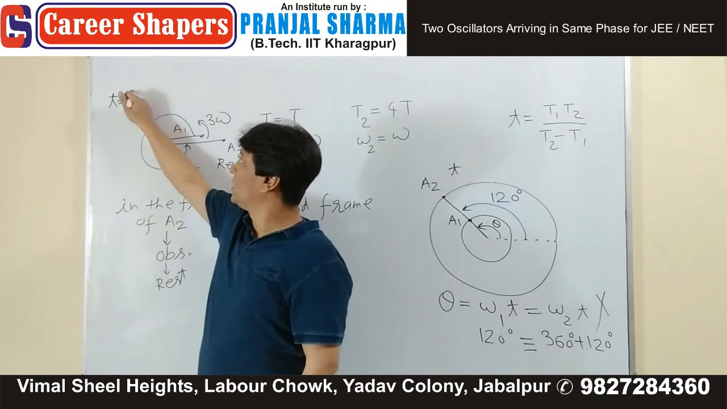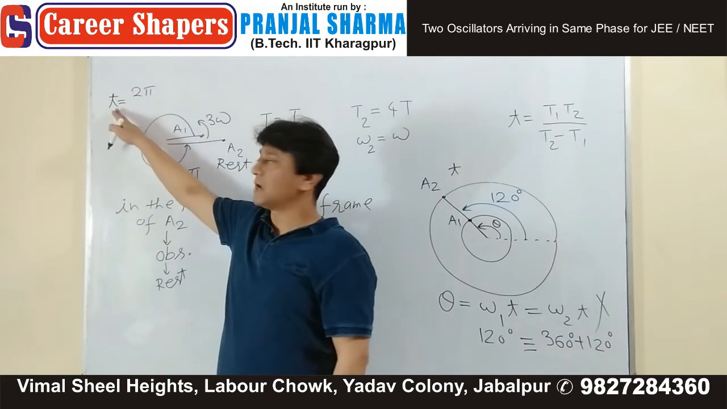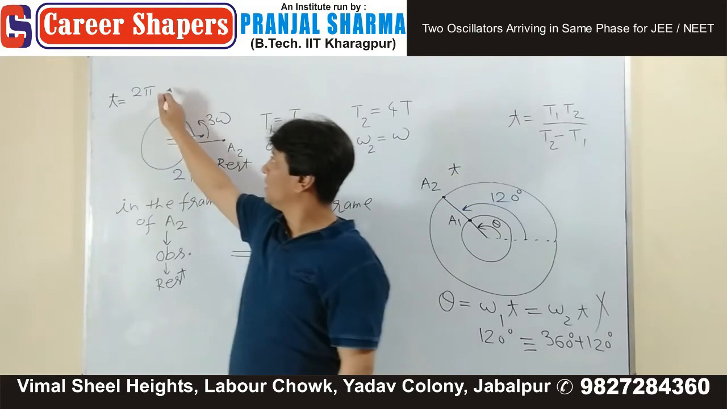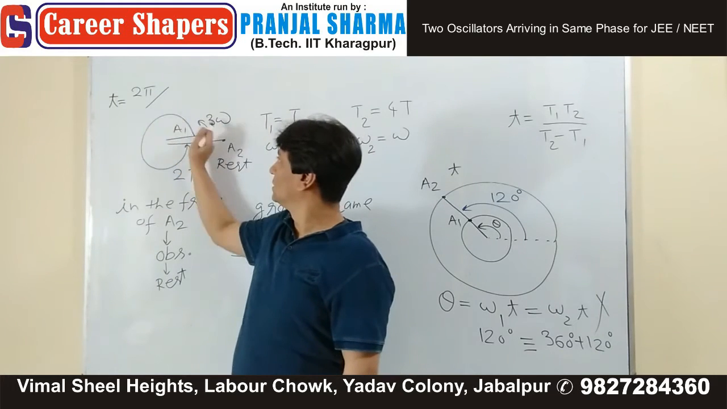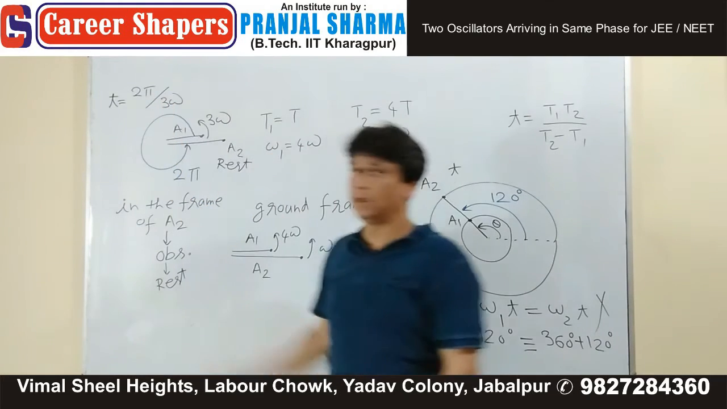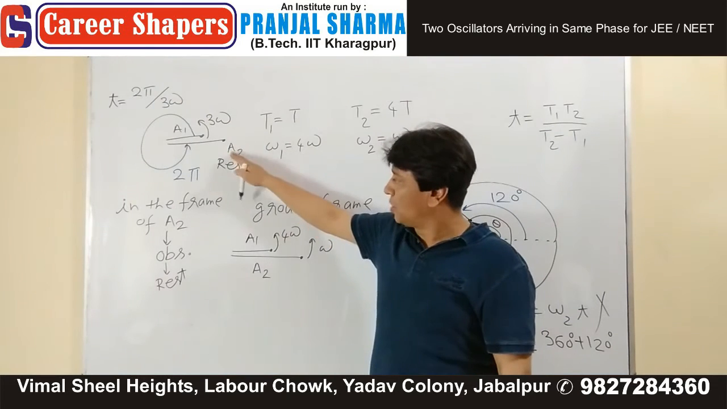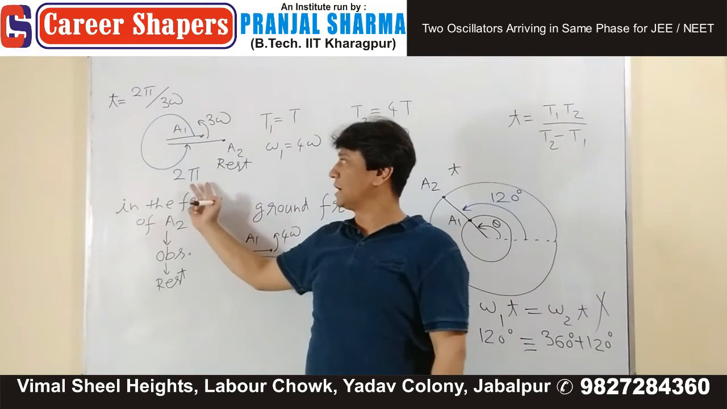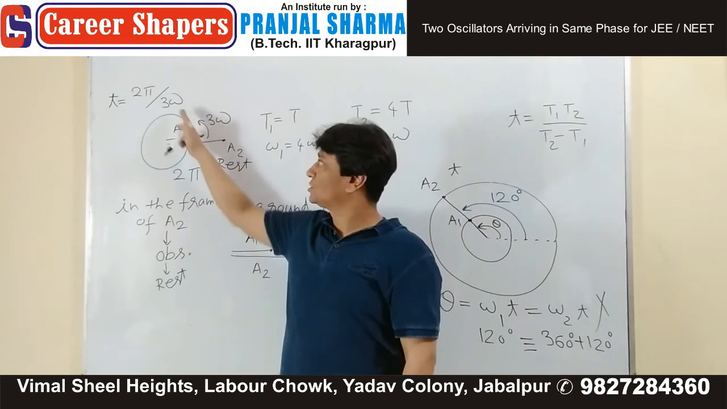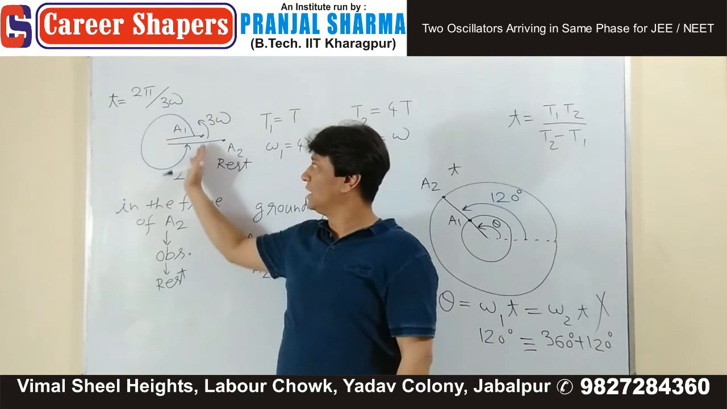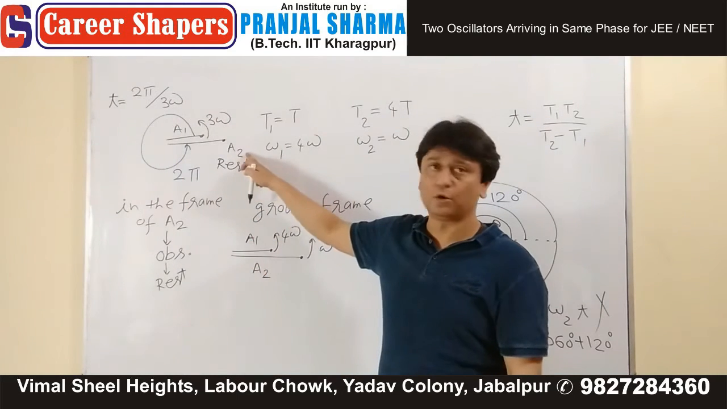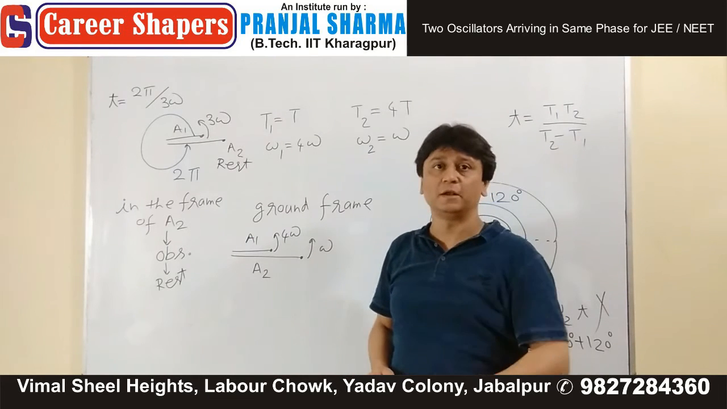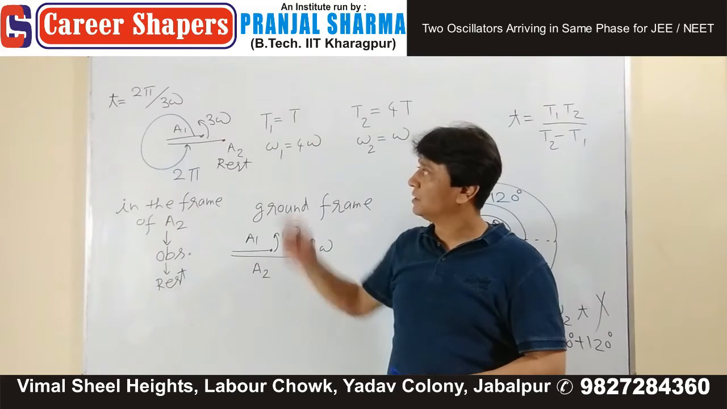The angle covered is 2 pi. What is time? Displacement upon velocity. What is the angular displacement? 2 pi. What is the angular velocity? 3 omega. So this A2 observer says that A1 has to cover an angle of 2 pi with a speed of 3 omega, then it will align with A2. That means they both occupy the same position, which means they are in the same phase. Done.